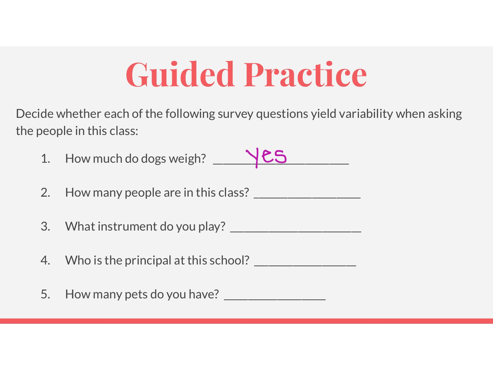Question 2 is how many people are in this class? The data would not vary with this question because we only need to collect one piece of data to figure that out. Question 3 is what instrument do you play? The data would vary with this question because each student would likely play a different instrument or no instrument at all. Question 4, who is the principal at this school? The data would not vary with this question because there is only one answer. There's only one piece of data we need to collect.